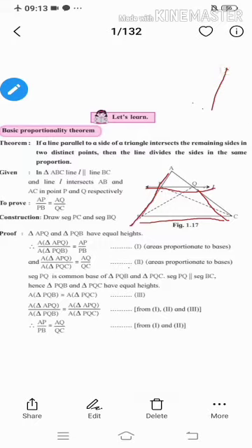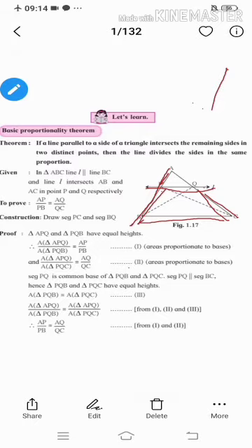To prove: what do we have to prove? AP upon PB is equal to AQ upon QC. We have to prove that. So we start proving the theorem.